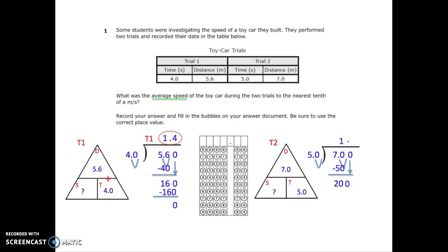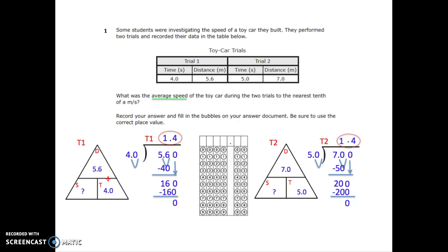And 50 goes into 200 how many times? Well, 50 times 2 is 100. And 100 plus 100 is 200. So we have 50 times 4 is 200, leaving us with 0 remaining. So yet again, our trial came out to 1.4 meters per second.